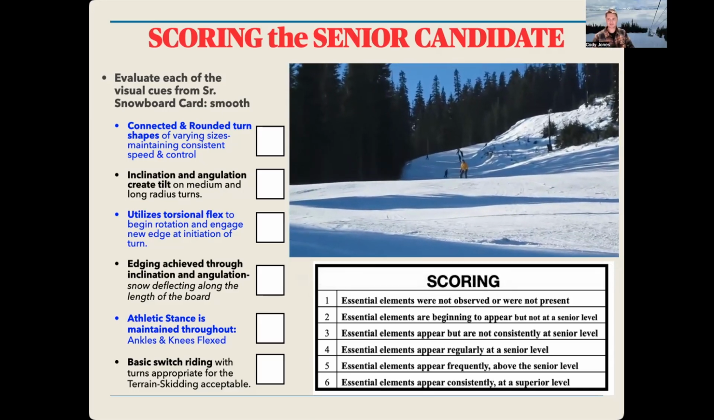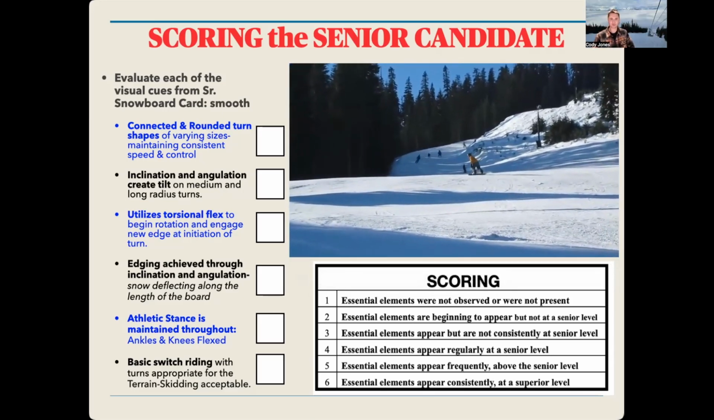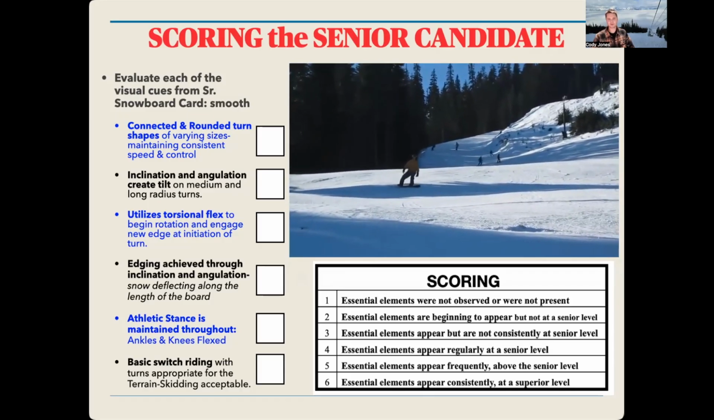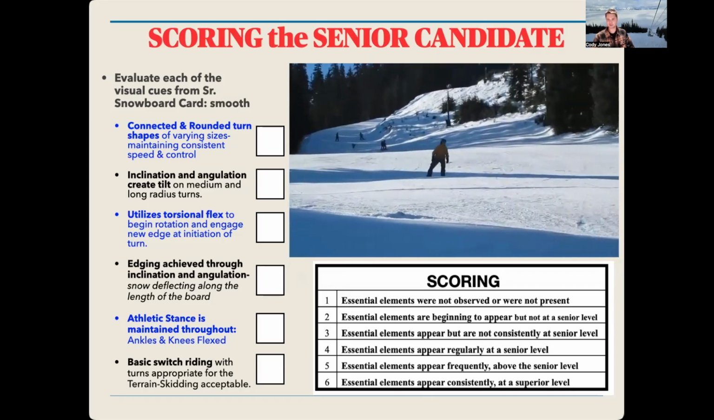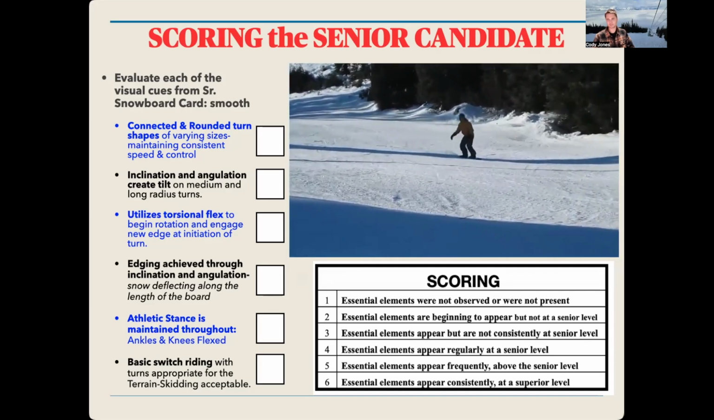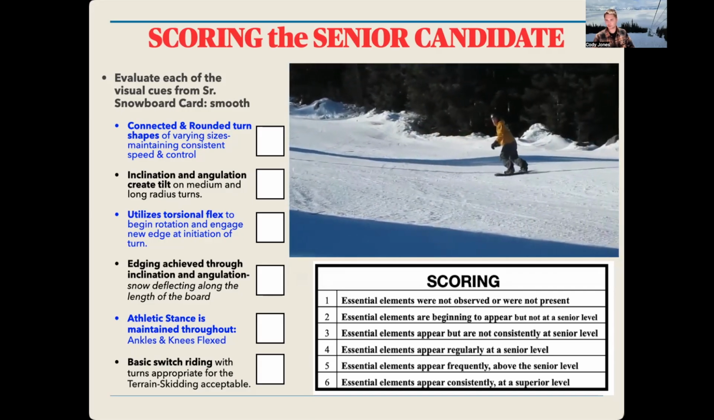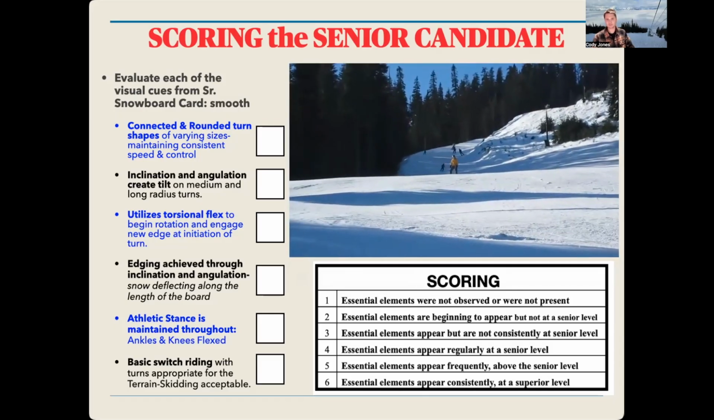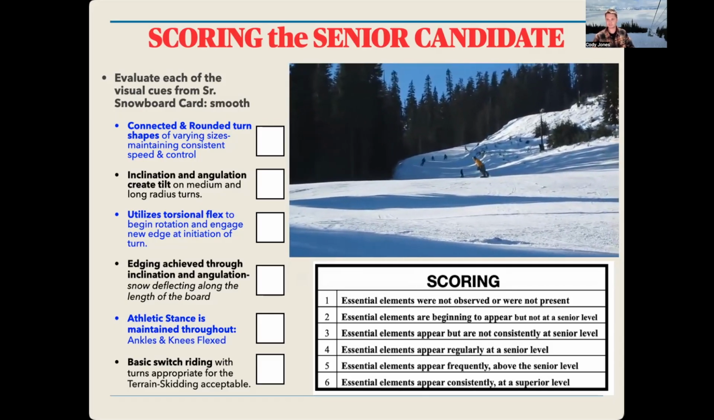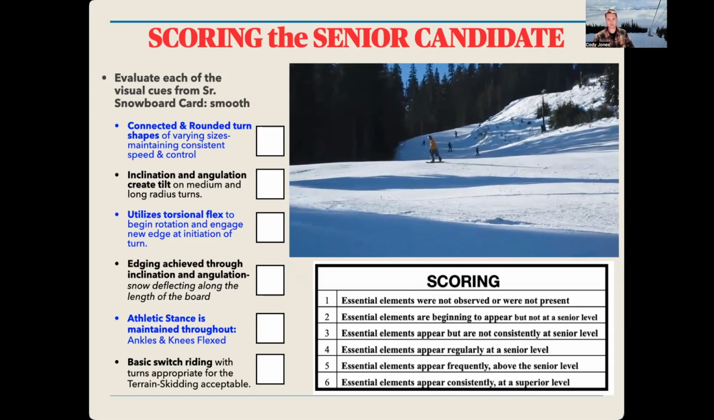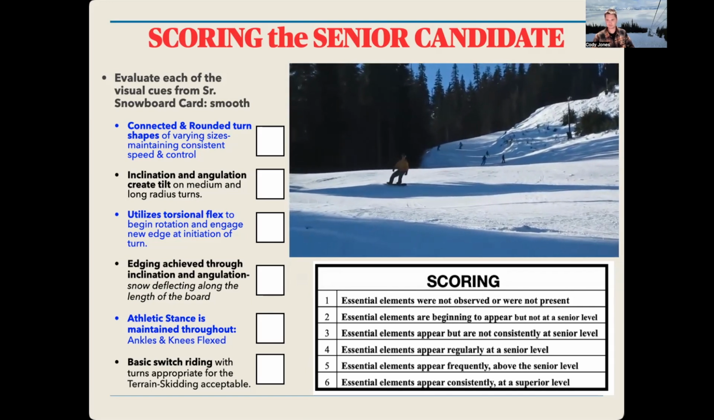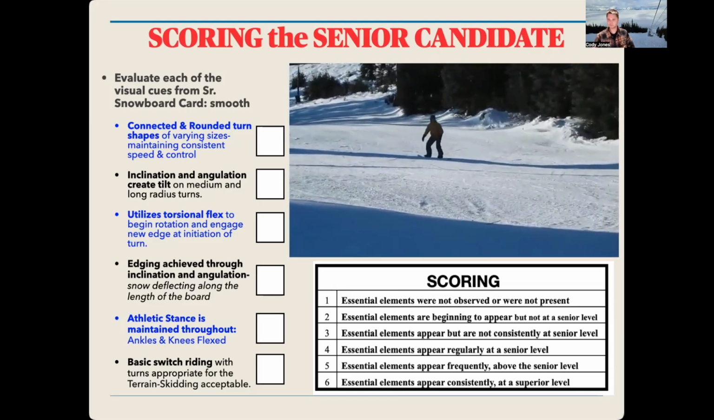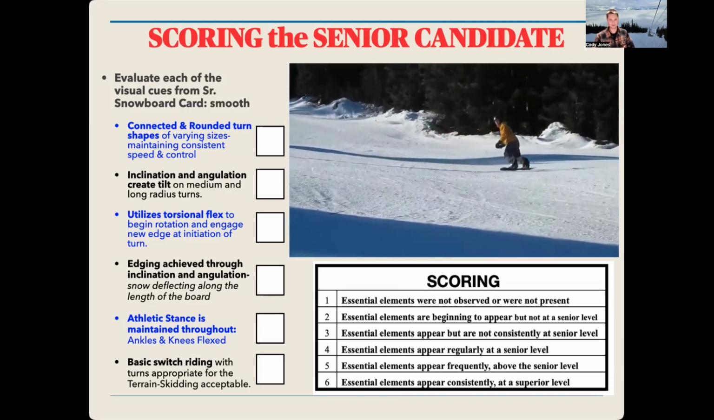Okay, so let's get into the scoring of this. Looking at the first point, connected and rounded turn shapes of varying sizes, consistent speed and control. Looking at the turn shapes, they're a little bit more of that Z that we've been talking about. The speed isn't the most consistent because of that. So I think this on the 1 through 6 would be a 2. Maybe a 3.